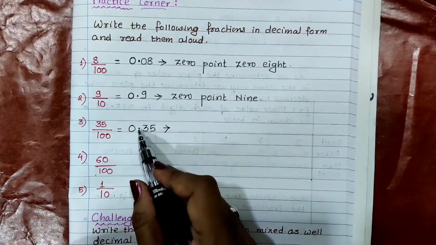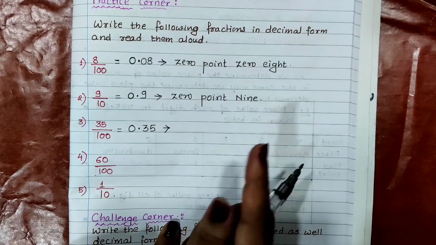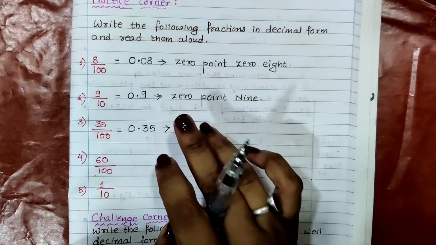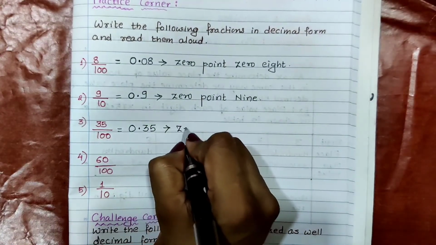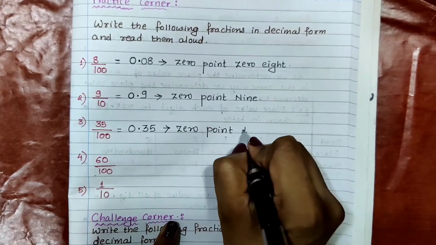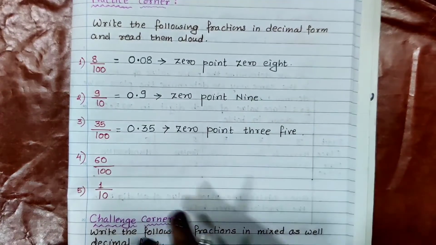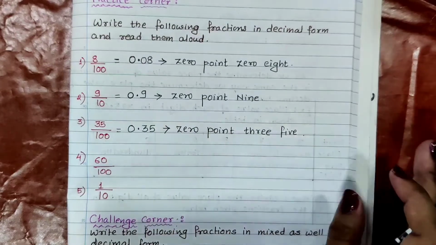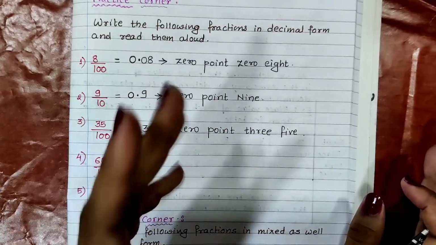And how to read it as? 0.35. Do not read it as 0.35. Okay, after point on the right hand side, we have to read the numbers. Okay, so we write it as 0.35. Do not read it as 0.35. No, that will be wrong. On the right hand side, we have to read the digits only. On the left hand side, we read the number.